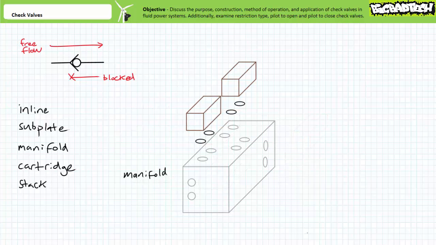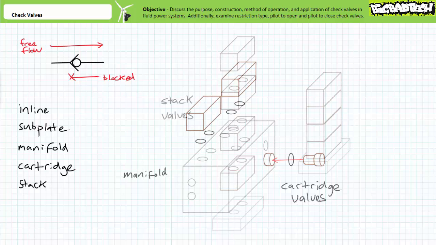Manifolds, if you think about it, are kind of like large subplates to which a number of valves can be externally attached. The manifold is a machined metal block into which internal passages are drilled. The manifold is in effect a common circuit free of potential leaks associated with external plumbing. In contrast, cartridge valves screw or slip into passageways drilled into the manifold. Cartridge valves are compact and easily removed and replaced.